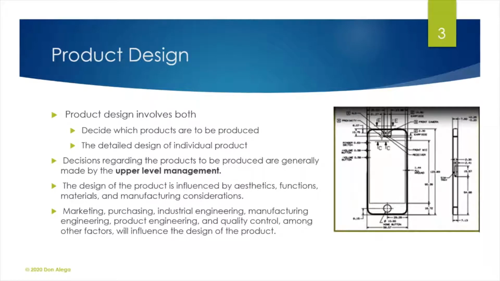So in product design, the main question here is what is to be produced. Product design involves both deciding which products are to be produced and the detailed design of individual products. The decision regarding the products to be produced is generally made by the upper level management. Then the design of the product is influenced by aesthetics, functions, materials, and manufacturing considerations.